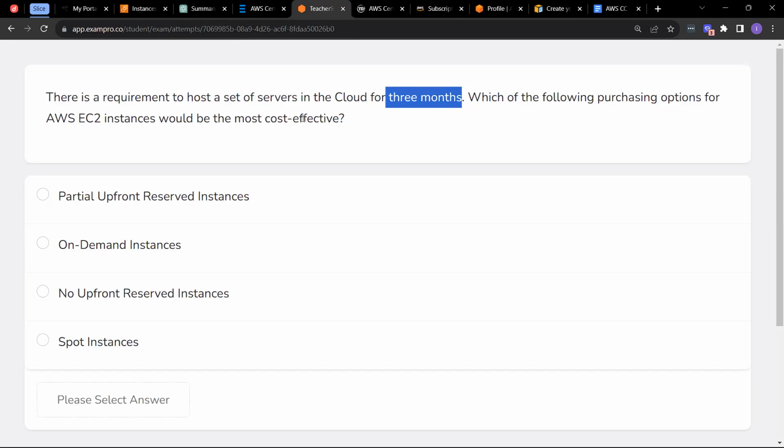Oh, okay. And also the other keyword is cost effective, the most cost effective. Cost effective. Right. So now let's look at why on demand is also not the answer, because for on demand, you are not sure. You don't know. You get it?